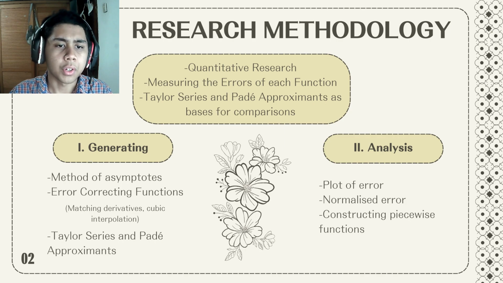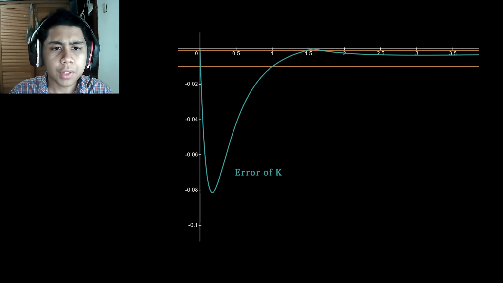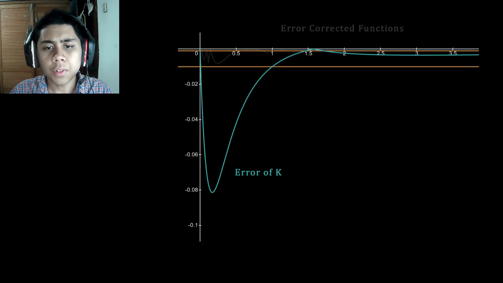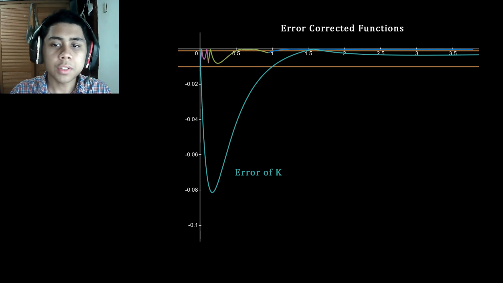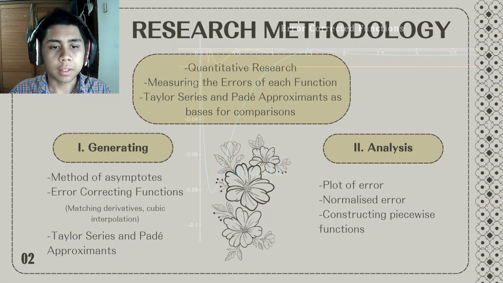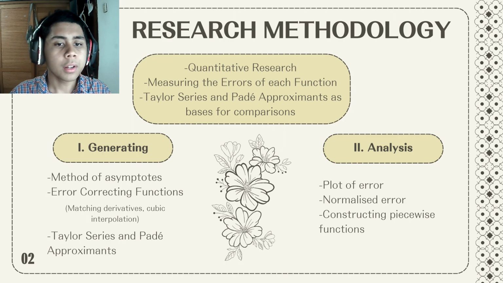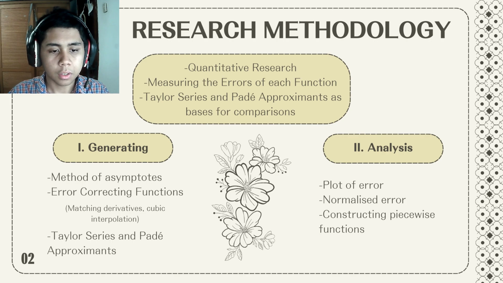Second, error-correcting functions. In order to maximize the accuracy of k, an additional function is appended to it, reducing its error along a certain range. And lastly, Taylor series and Pade approximants are generated by matching a certain order of derivatives at a certain point. In total, this paper compares each function of order 2, 4, and 6.